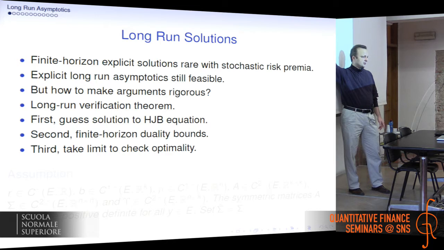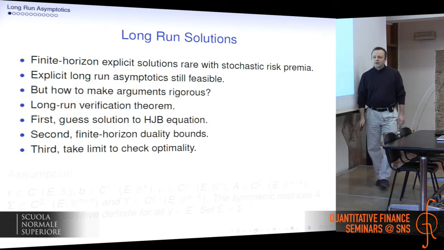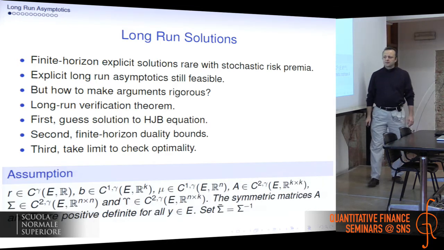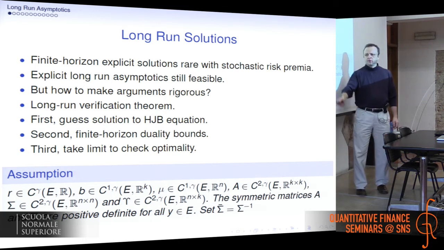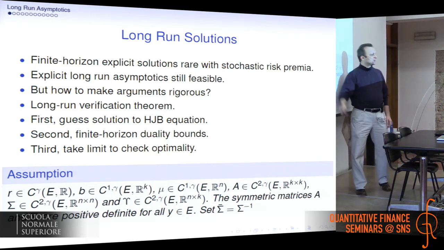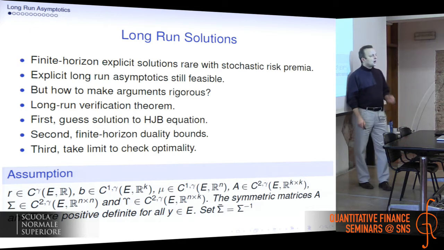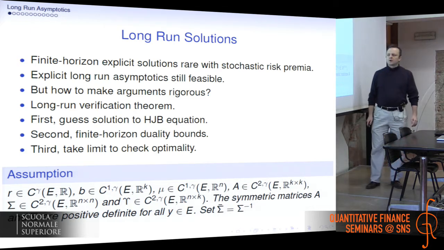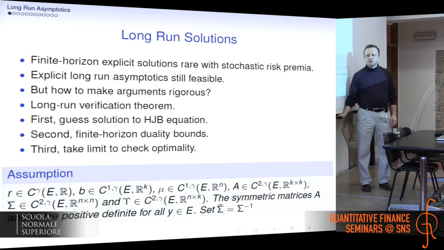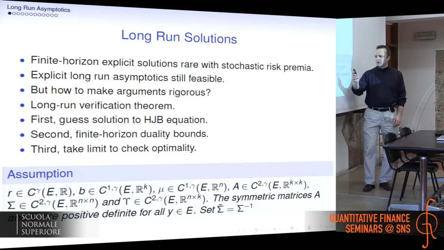This will not. So the first assumption is that all the coefficients we have, the interest rate, the drift of the state variable, the risk premium, etc., are all smooth enough. What we ask is that essentially the drifts are C1 alpha and or C1 gamma.